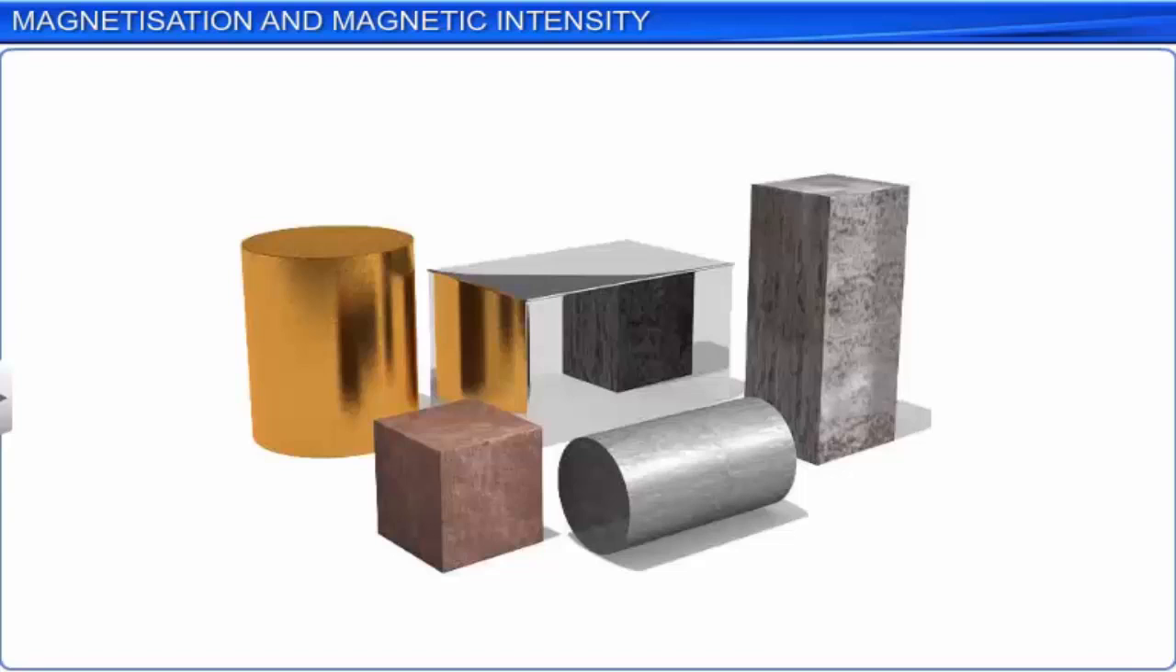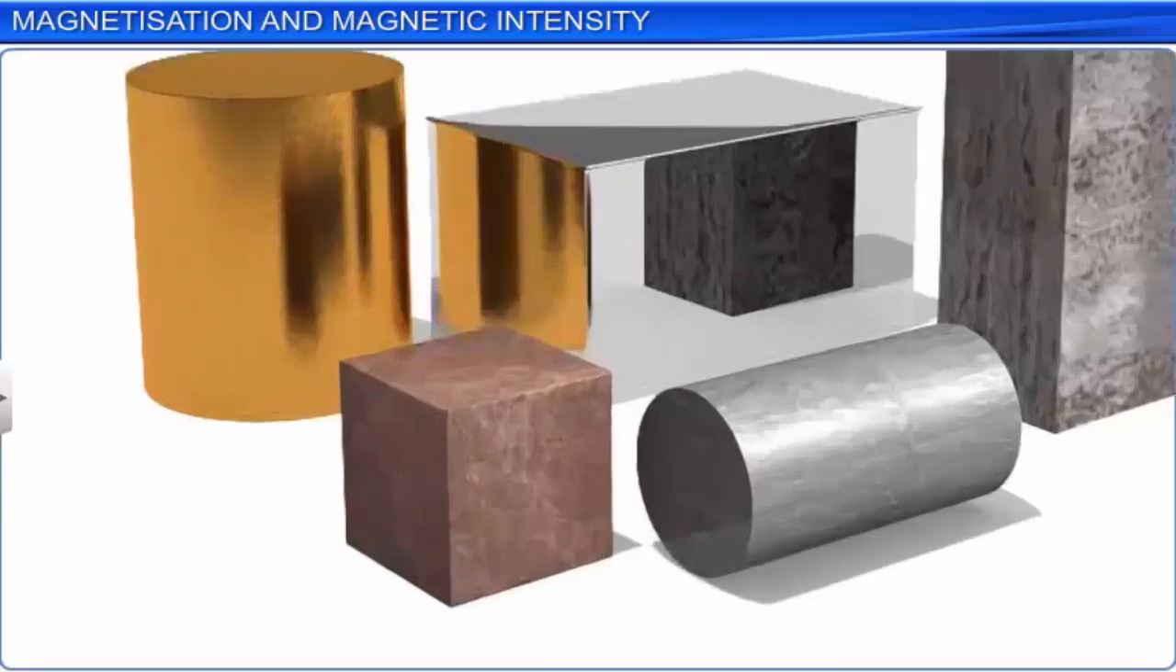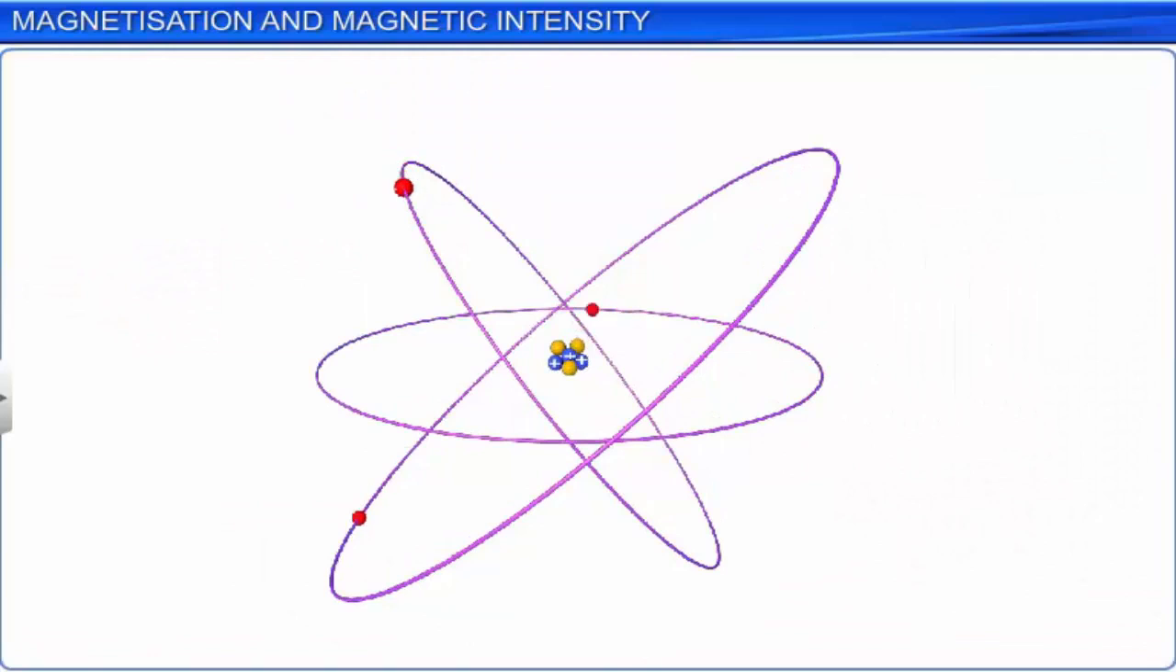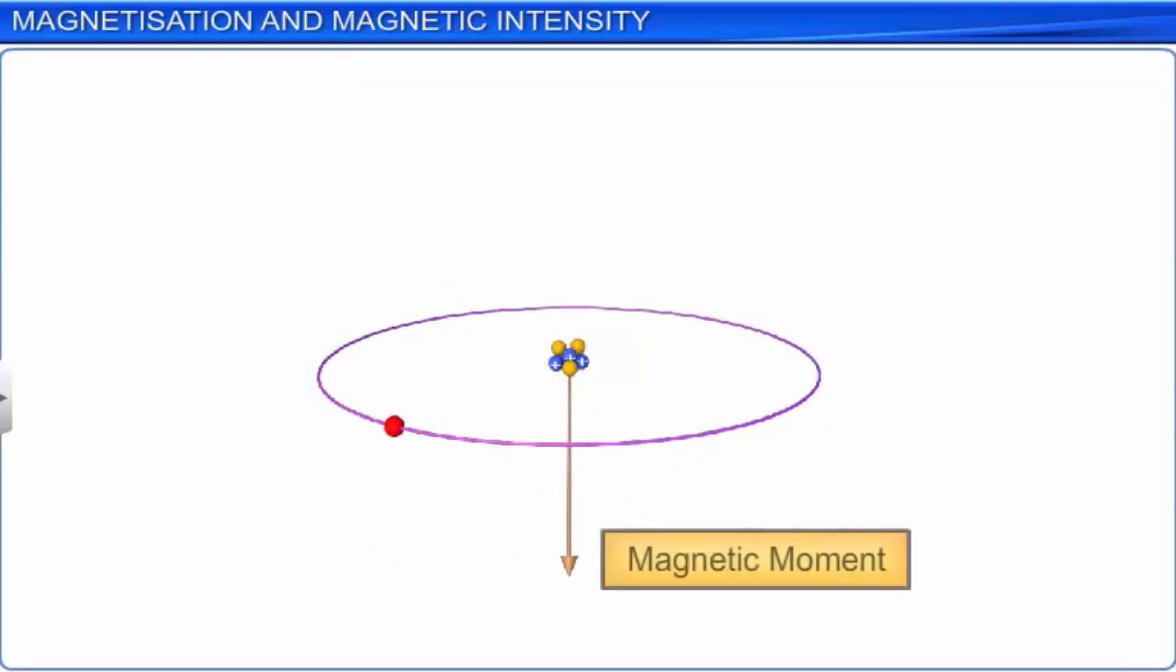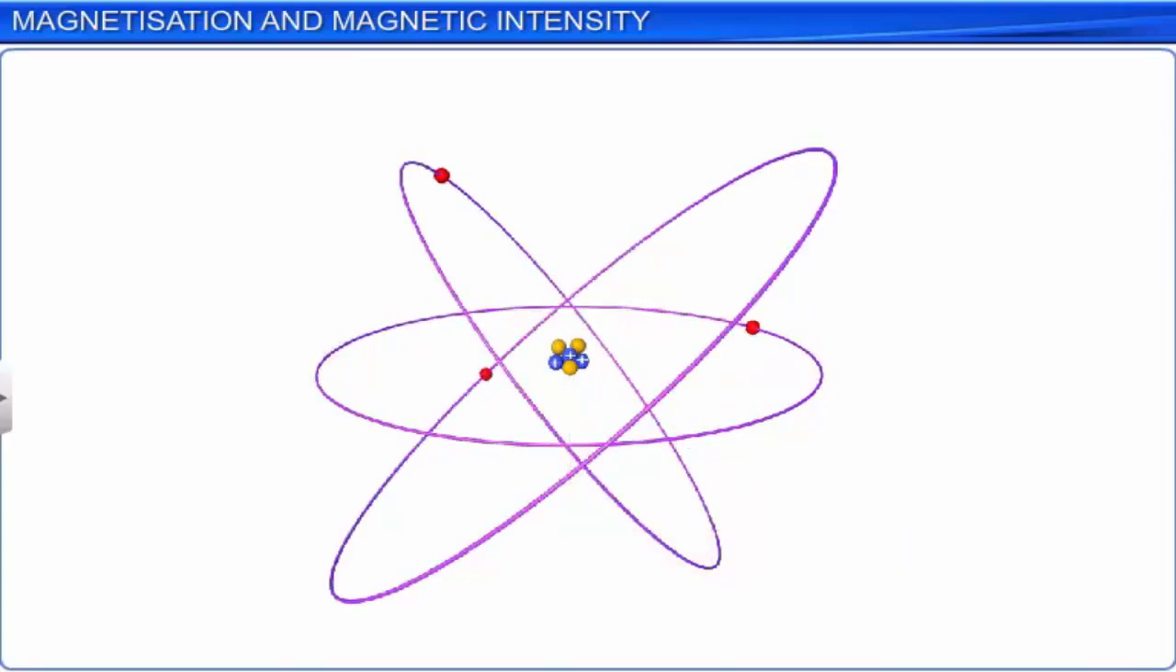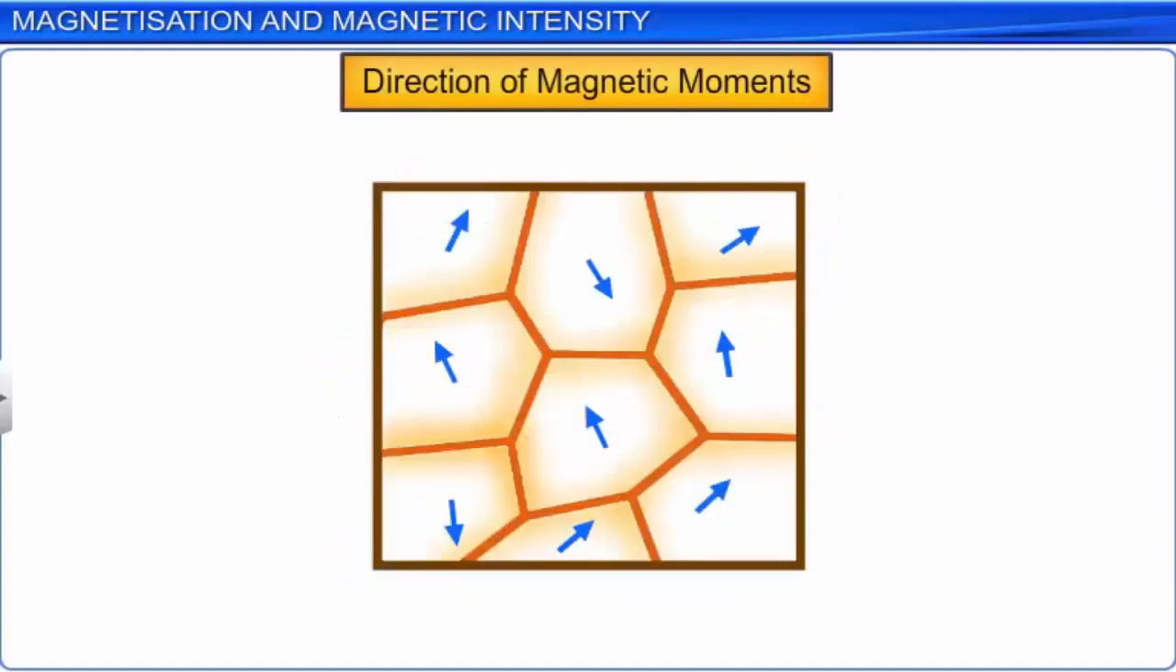We know that matter is made of atoms, and atoms are made of electrons and nuclei. We have seen that a circulating electron in an atom has a magnetic moment. The resultant magnetic moment of an atom is the vector sum of the magnetic moments of all such circulating electrons in the atom. Here, the magnetic moments of these atoms in an object are randomly oriented and their net magnetic moment is 0.